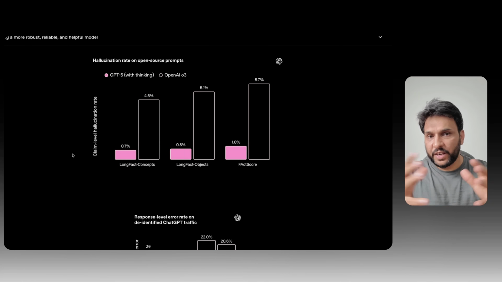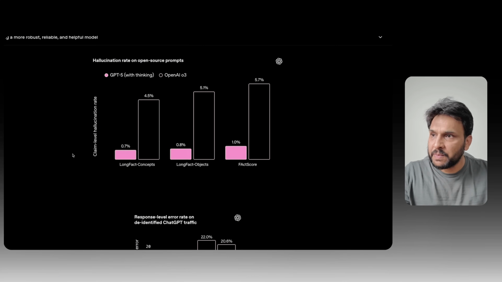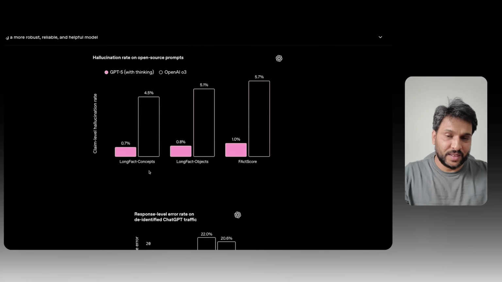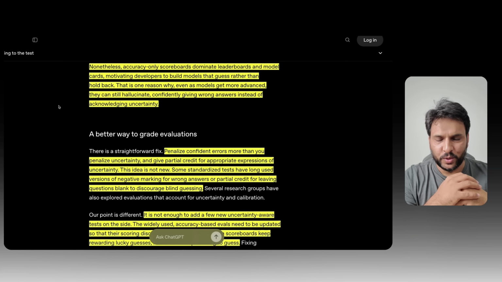Now, GPT-5 compared to the previous versions has drastically lower hallucination rates, and in some cases it's less than 1%, but still, hallucinations do occur. They also argue that apart from training, the evaluations on benchmarks also incentivize hallucinations.